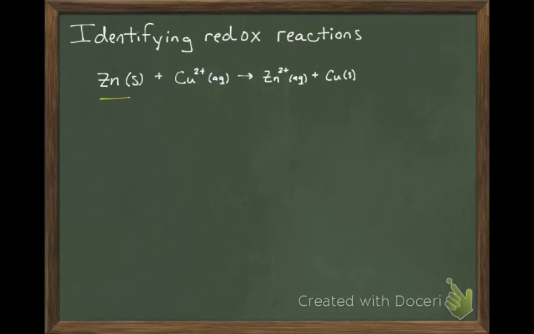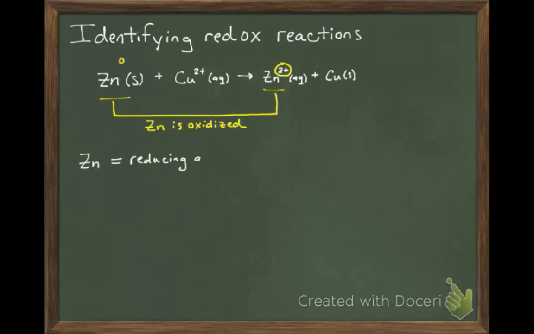Zinc, since it's a pure element, has an oxidation state of 0, but in the product it has an oxidation state equal to the charge of the ion, which is +2. Therefore, zinc is oxidized. It has lost electrons, which is why its charge went up. That also means that zinc is the reducing agent. The zinc solid in the reactant is a reducing agent. It is giving up electrons to something else, and of course that something else is the copper.